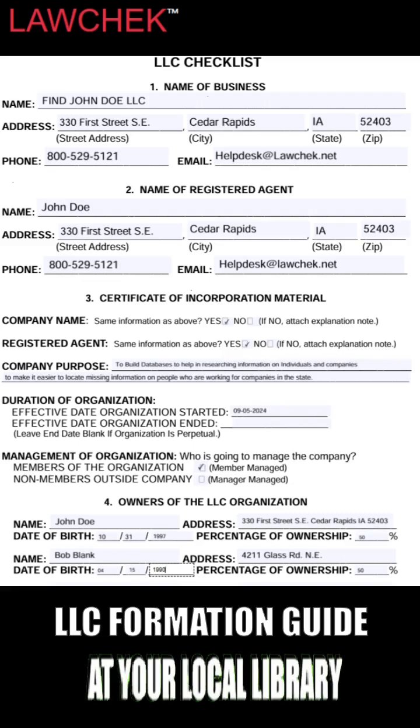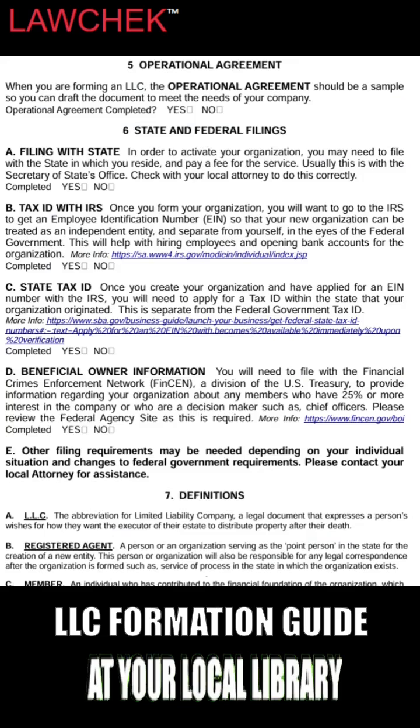Now, on page 2 of this LLC information sheet, it's going to help give you a guide on things that you're going to need to do to make this effective. First, you're going to need to get an operating agreement. Number 6, filing with the state. In order to activate your organization, you may need to file with the state you reside in.